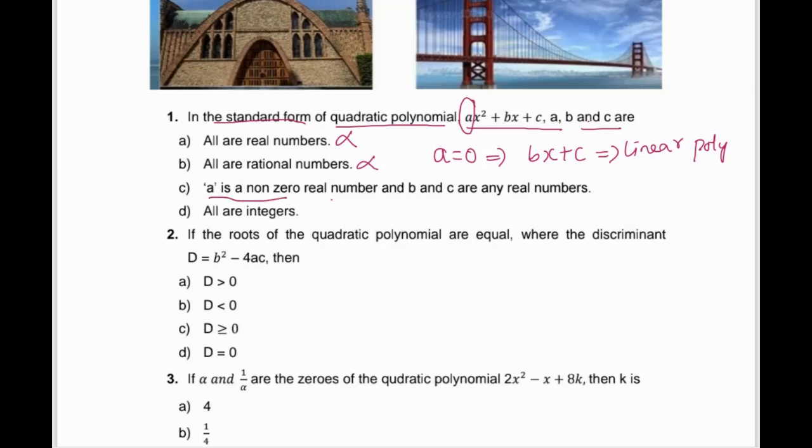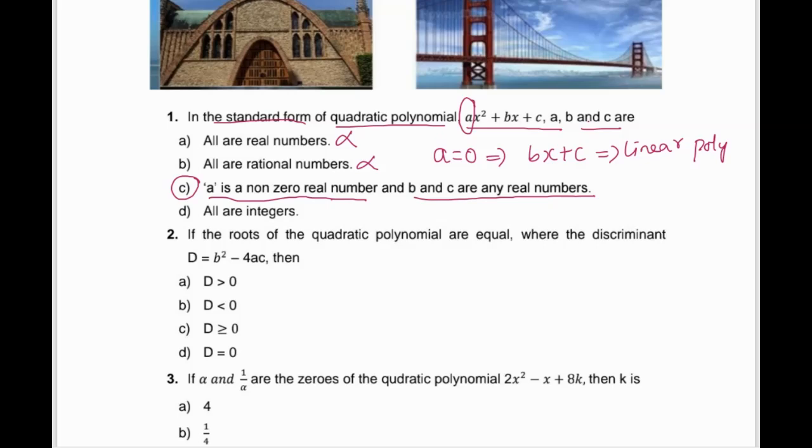That is, a is a non-zero real number and b and c are any real numbers. They can be any real number, that is fraction, rational number, integer, anything. But a should be non-zero. So the option is C.